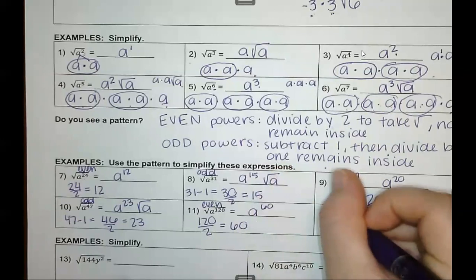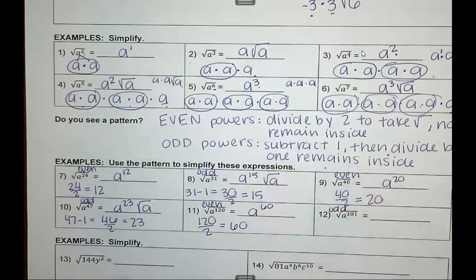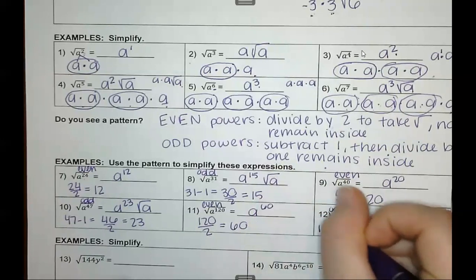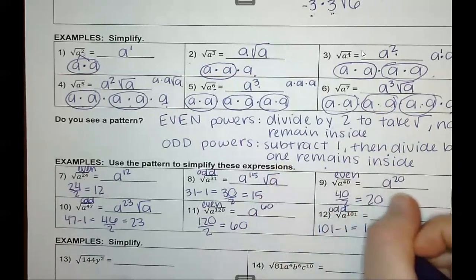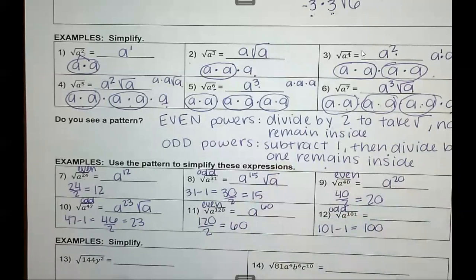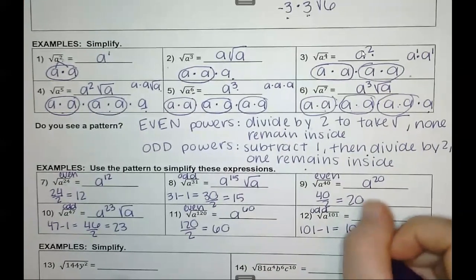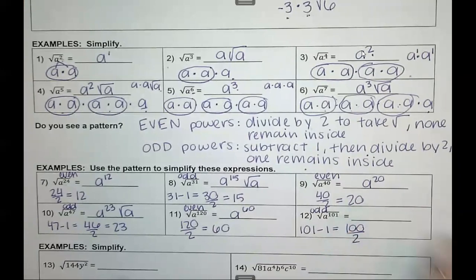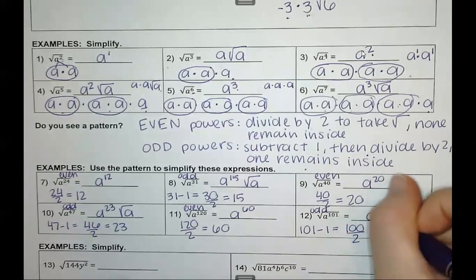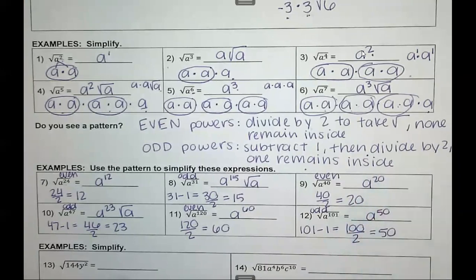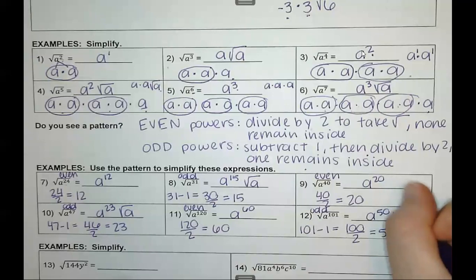Last one in this section, 101 is odd. So if I use the odd rule, I first subtract 1, which is going to give us 100, and then divide by 2. 100 divided by 2 is 50. So I'm going to have a to the 50th power, and I'm going to have 1 left under the square root.